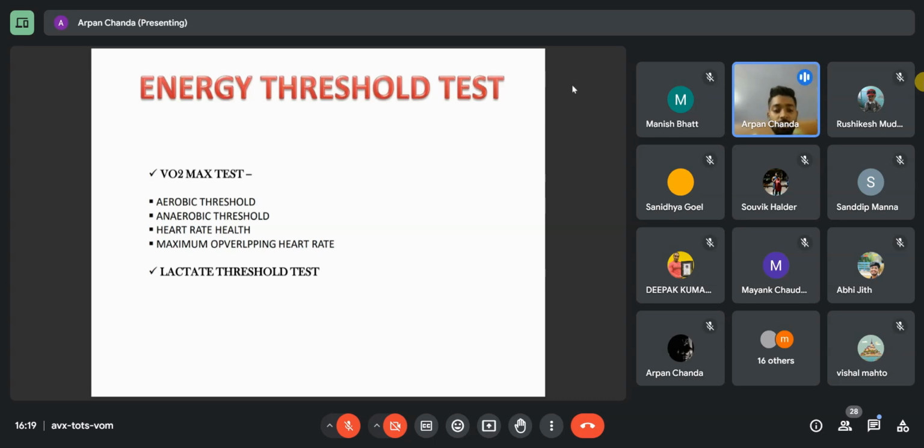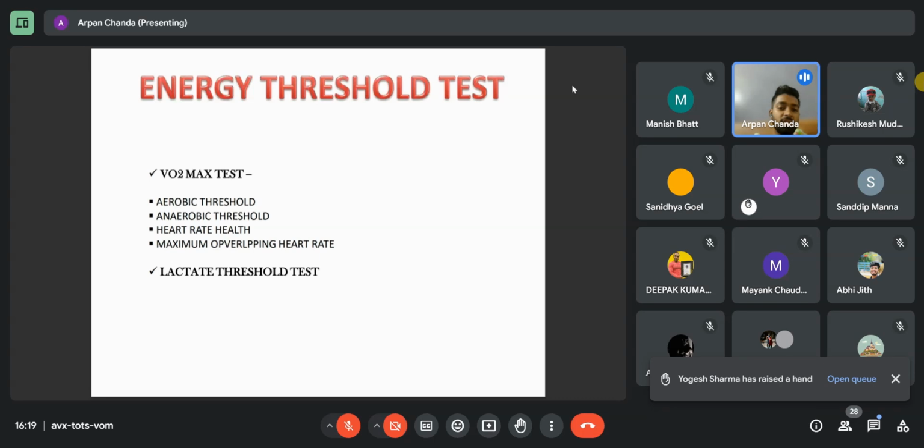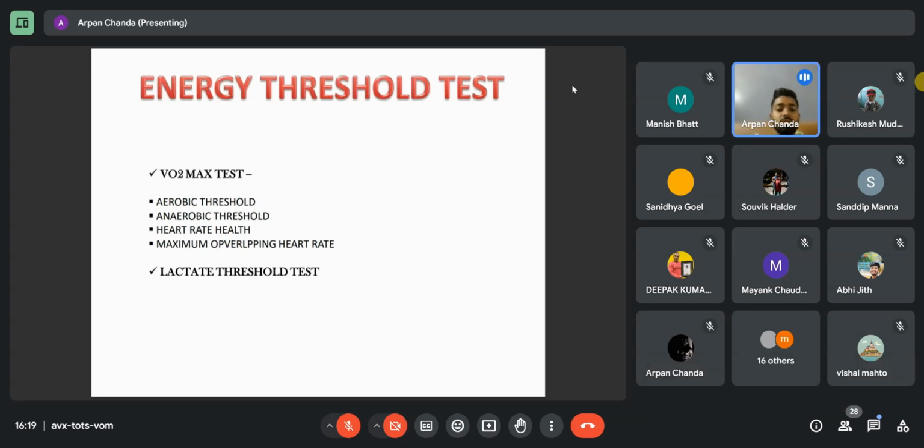The lactate threshold test is a test where a blood test is done after moderate to intense exercise for 30 minutes. There's a machine used for the lactate test, to measure how much lactic acid is produced in the blood. And the VO2 max test is done on a treadmill where we use a mask, and the maximum oxygen intake is tested.